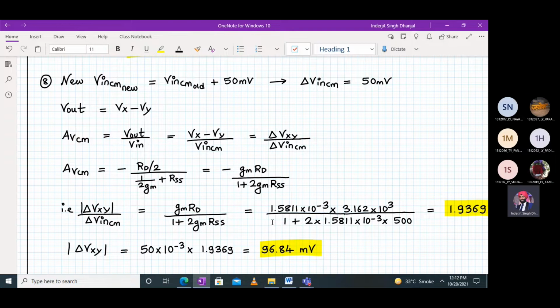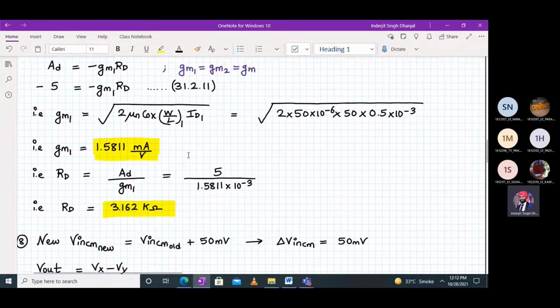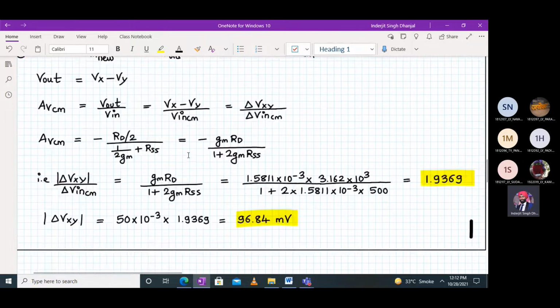Now GM value we got it, right? GM1, GM2 and GM are same. So we got it as 1.5811 milli. RD value we found to be 3.162. We substituted over here, and we get 1 plus twice GM into RSS. RSS is 500 ohm, and GM value we just now calculated. So this, delta Vxy divided by delta Vin,CM, we got the result equal to 1.9369.